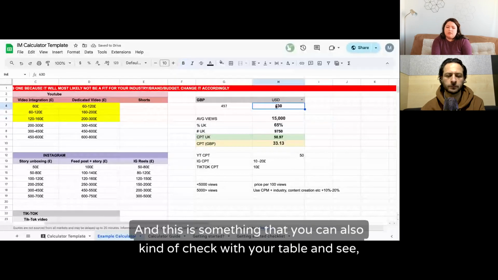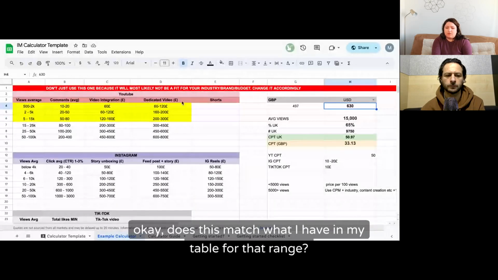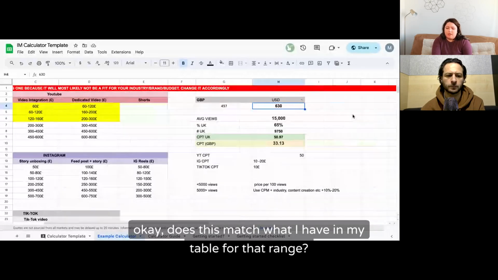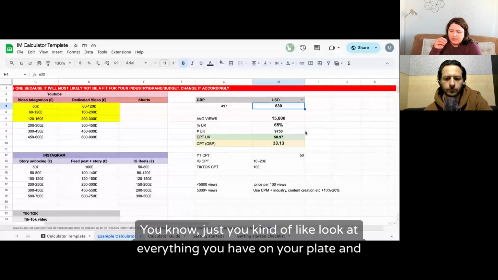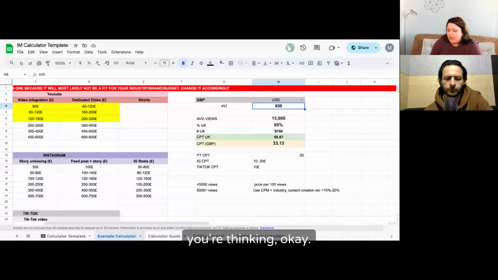And this is something that you can also check with your table and see, okay, does this match what I have in my table for that range? How does it go? Is this something that I feel comfortable paying in my budget? You look at everything you have on your plate and you're thinking, okay, this is worth it or this is not worth it. So that's how I use it specifically. I don't know, does it make sense?